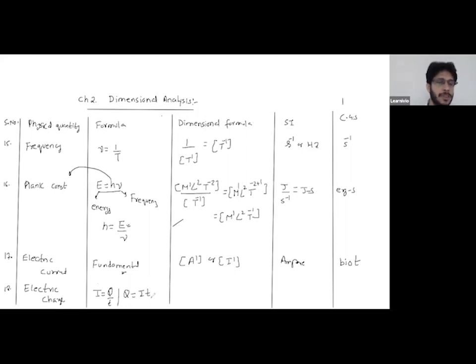Hamda, what should be the dimensional formula of charge? Sir, I is A1 and time is T1, right? T1. Yes sir. SI unit is coulomb. Okay, just note it down.